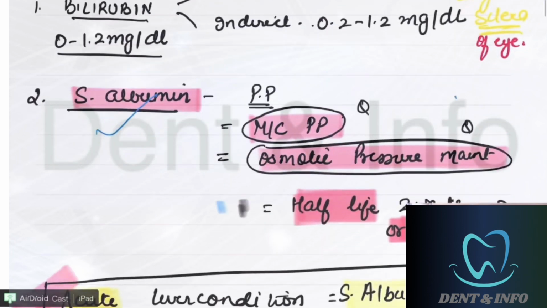Bilirubin direct, conjugated, indirect, unconjugated. You will check for the serum proteins. In the serum proteins, you will check albumin, globulin, and if you want, you can even check fibrinogen. But albumin globulin ratio is what you are going to check.